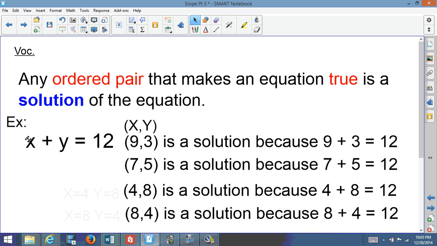Here we have an example, x plus y equals 12. What number plus another number equals 12? x would be our first coordinate and y would be our second coordinate. So 9 and 3 is a solution because 9 plus 3 is 12. Here we have another example, 7 and 5, where 7 plus 5 is 12.